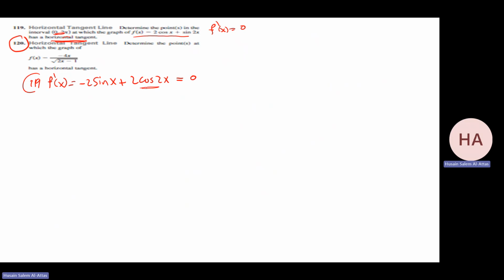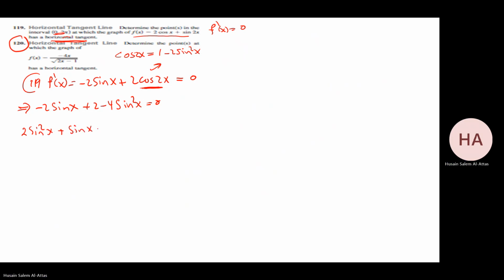To solve this equation, I need to rewrite cosine in terms of sine. So cosine 2x is 1 minus 2 sine squared x. Plug it in: minus 2 sine x plus 2 minus 4 sine squared x equals 0. Divide by minus 2. So I have 2 sine squared x plus sine x minus 1 equals 0. I need to solve this equation.